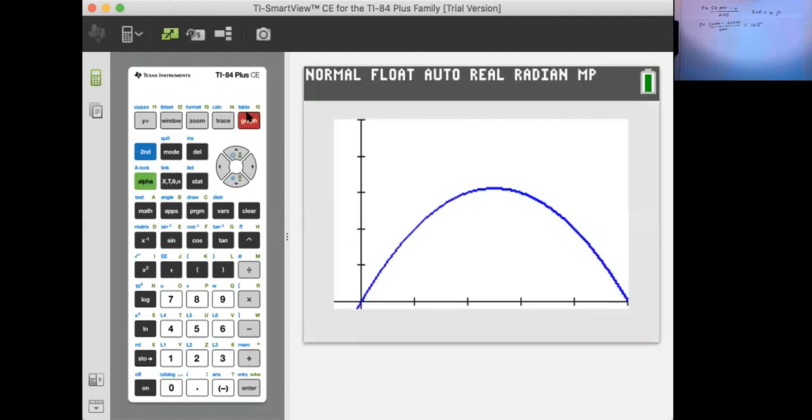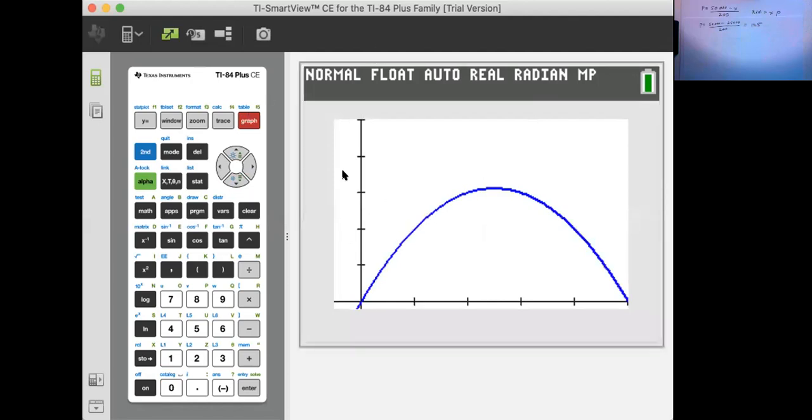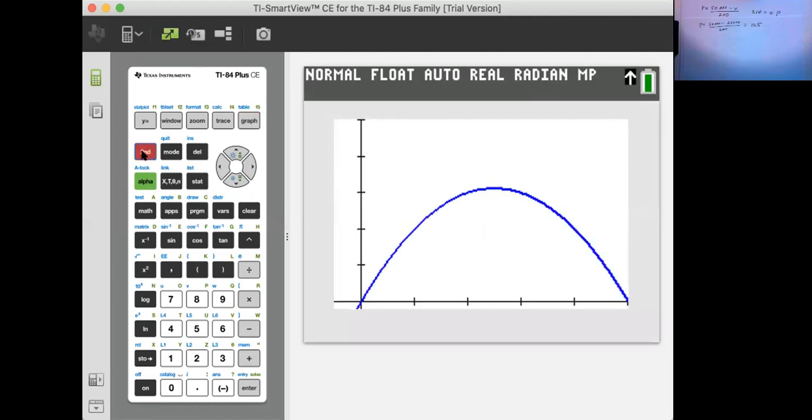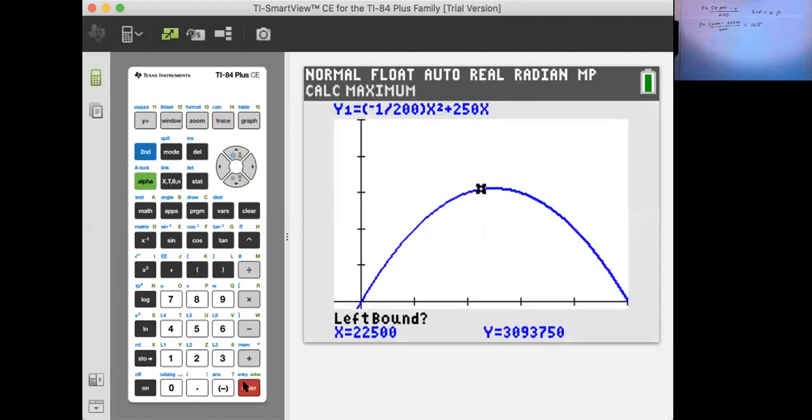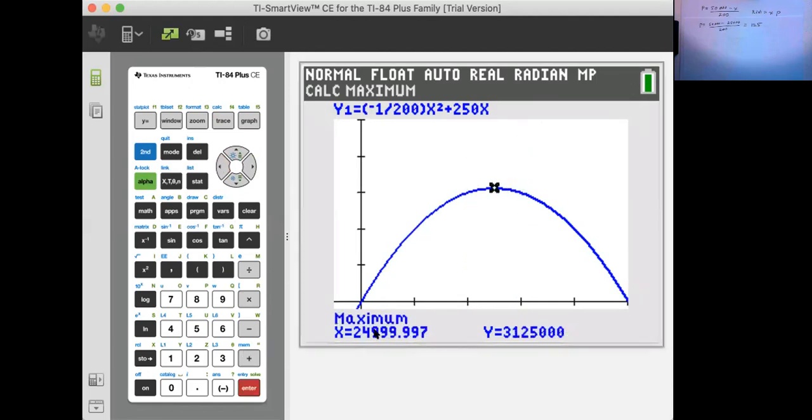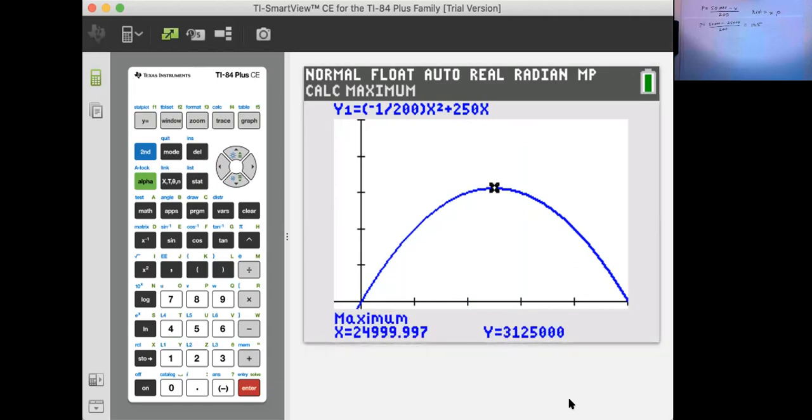And sure enough, we do. I just want to find out what that maximum value is. We found the vertex using algebraic techniques. I'm checking it with the maximum finder on the calculator. So we'll go a little bit to the left of the maximum, enter. A little bit to the right of the maximum, enter. Guess on the maximum, enter. And sure enough, there's our 25,000 essentially, and our 3,125,000. So that's reinforced.